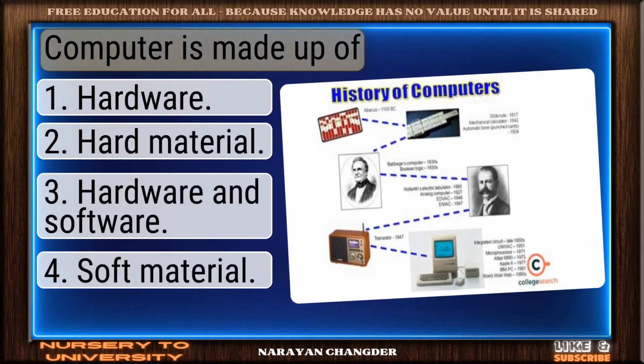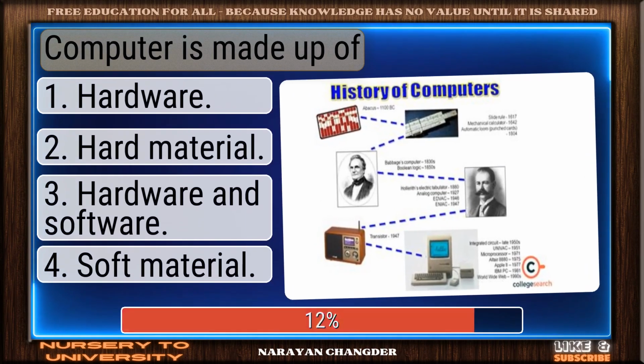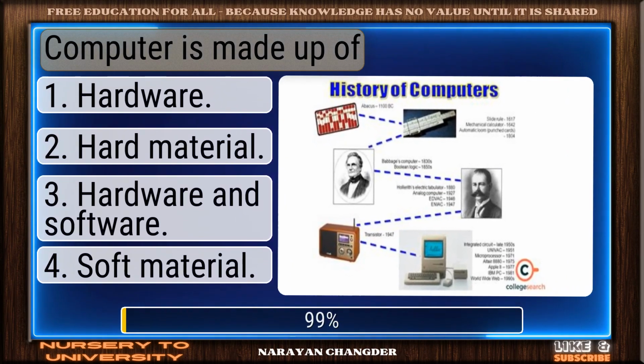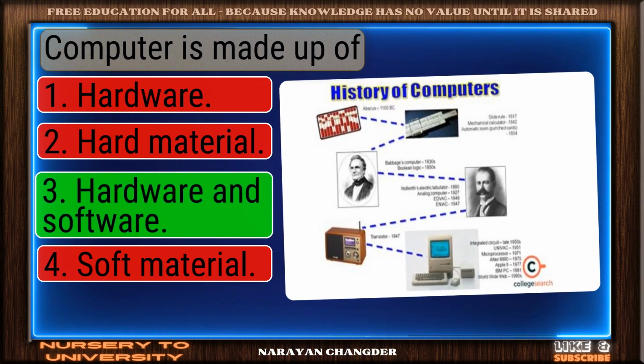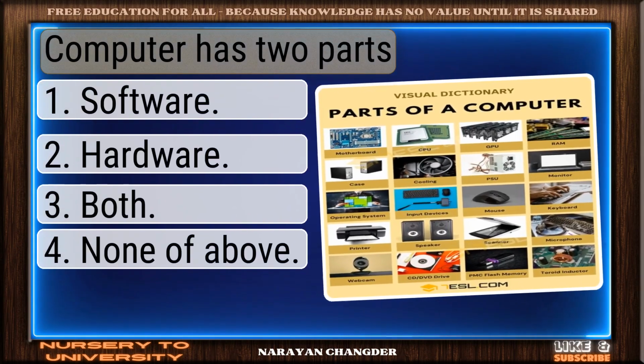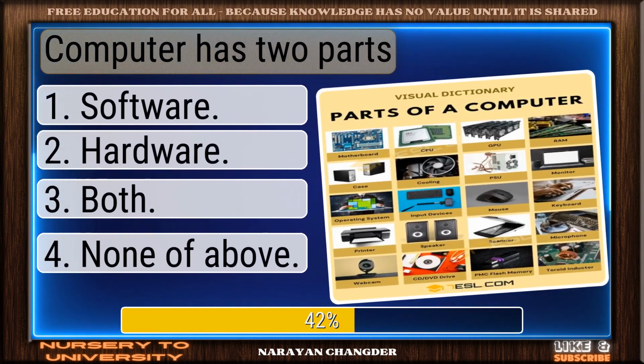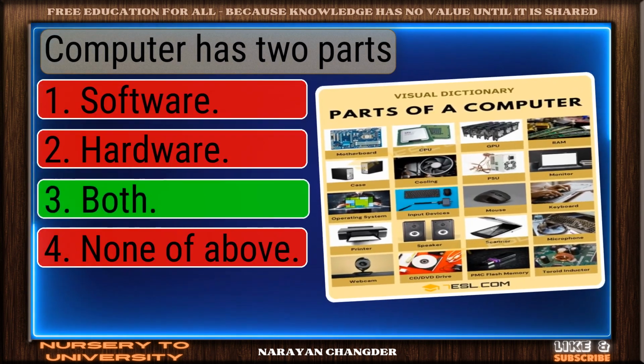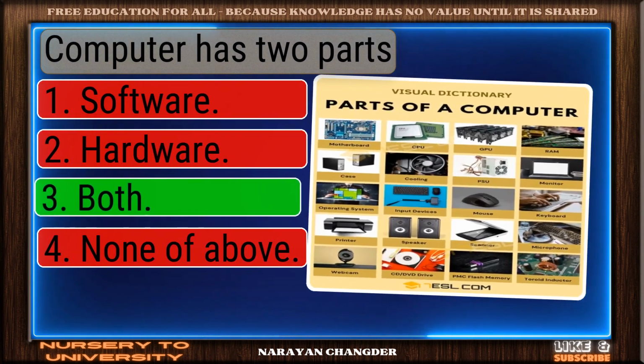Question number 69. Computer is made up of. Well reasoned. Hardware and software is the correct choice. Question number 70. Computer has two parts. Valid point. Both is true.